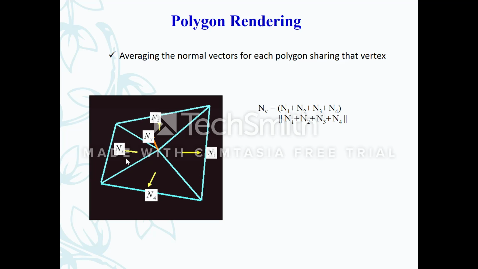As I said, we average the normal vectors for each polygon sharing that vertex. That is, the average is taken over all the normal vectors, so that there is no differentiation between the vertices. It is an interpolation method used in computer graphics to produce continuous shading of surfaces representing polygon meshes. It computes the lighting at the corners of each triangle and linearly interpolates the resulting colors for each pixel covered by the polygon.